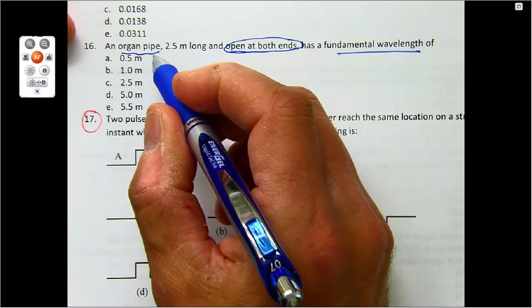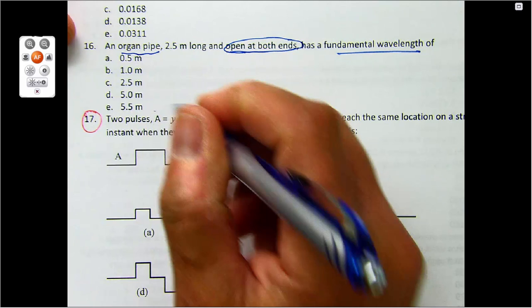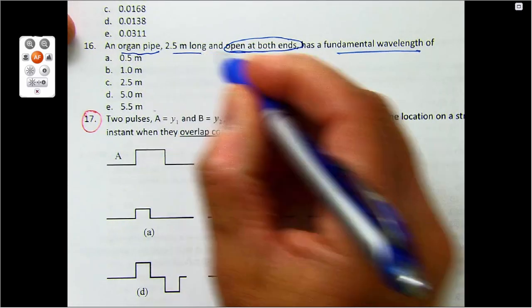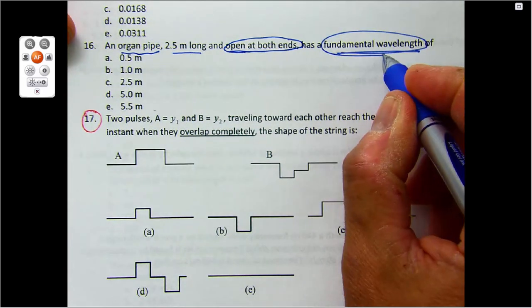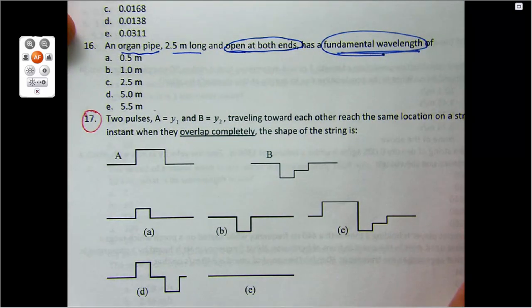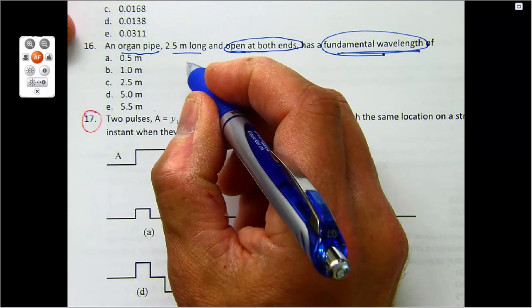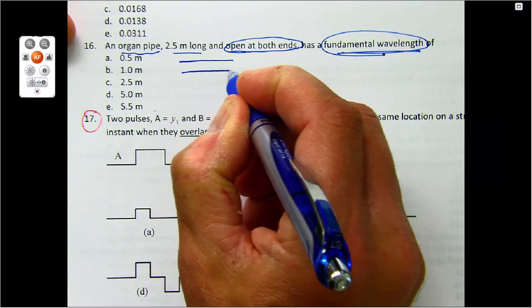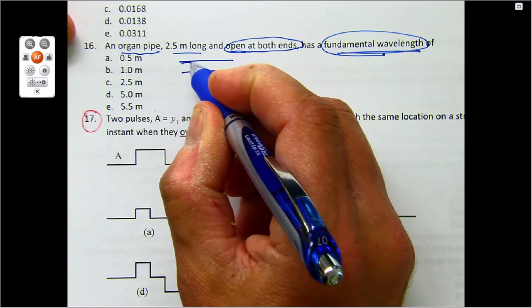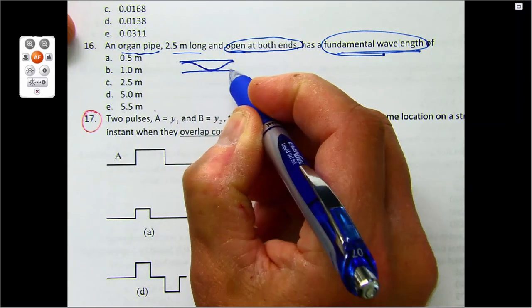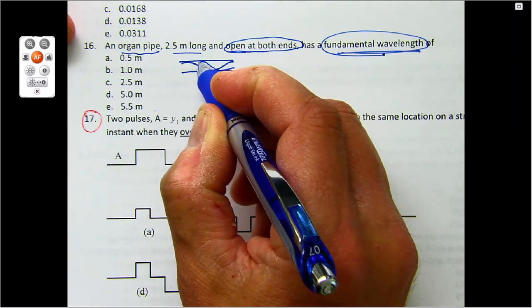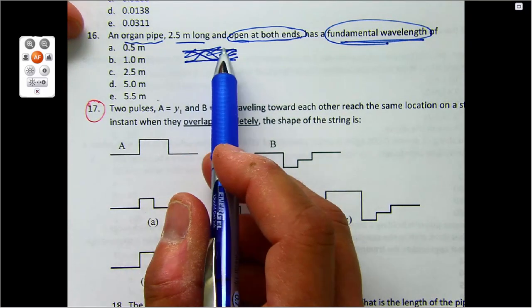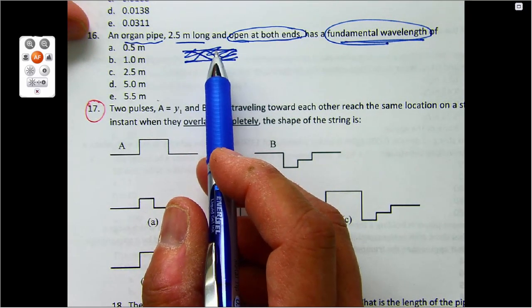Well, this is made in China. It's open at both ends. So we've got a 2.5 meter pipe, and this is the fundamental wavelength. So for an open pipe, it looks like this. Oops, that's terrible. How much of a wave is in there for an open pipe on the fundamental?